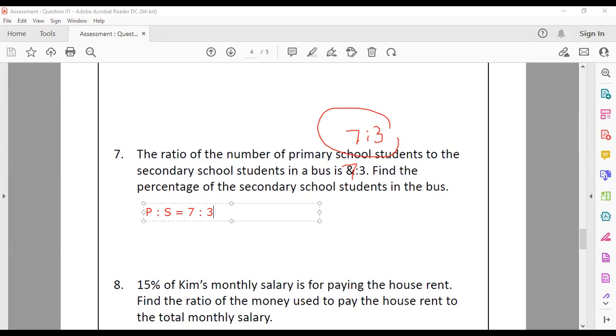So easy. Some 7:3. Secondary, how many guys? Tell me the answer straight. 30%. Okay. So the percentage of secondary students, how do you get it? It's 3 out of 10 times 100%, just like the earlier question. That's 30%.